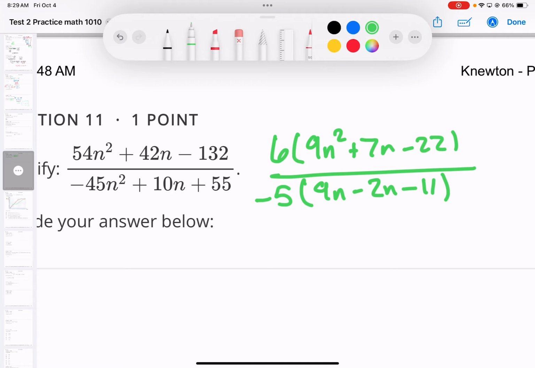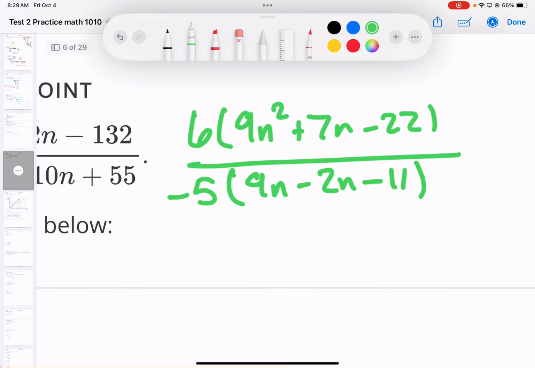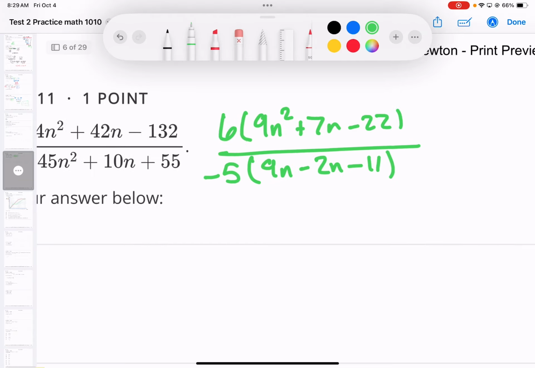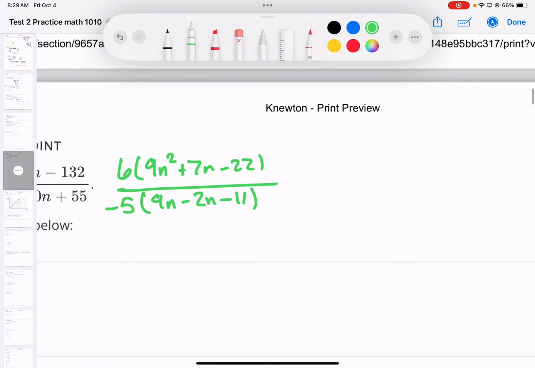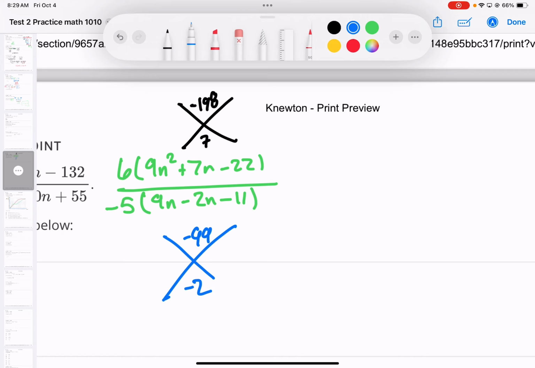Does that look right? Is that your final answer? No. Yeah, we got to do the x method on both of these. Okay, 9 times 22. 99, 198. Those are big numbers. And then this bottom one, we got negative 99 and a negative 2.